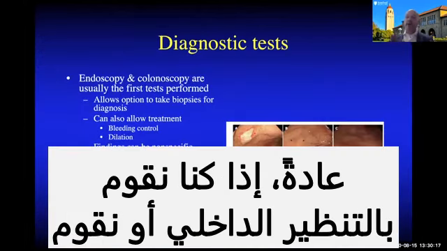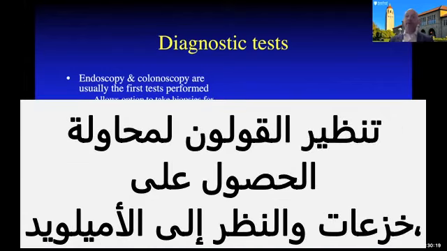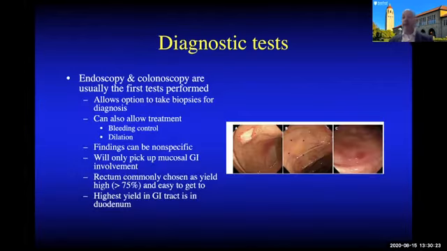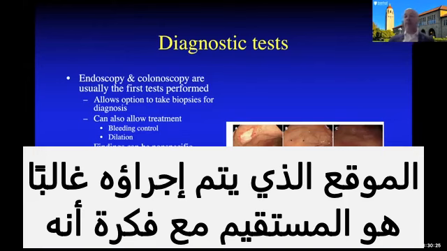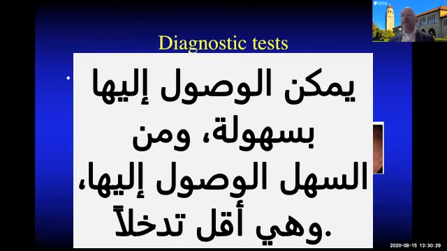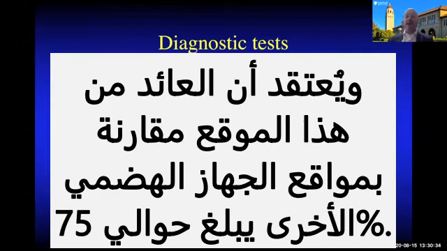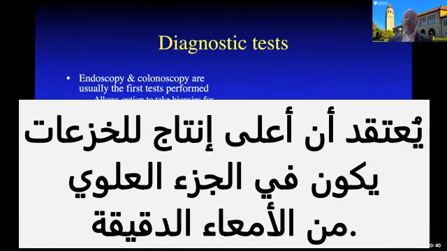Typically, if we're doing endoscopy or doing colonoscopy to try and get biopsies and look at amyloid, the site that's often performed is rectum, with the idea that it's very readily accessible, it's simple to get to, it's less invasive, and the yield from that versus other GI sites is thought to be about 75%. The highest yield of biopsies is felt to be in the upper small bowel.